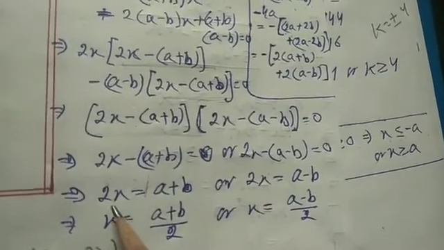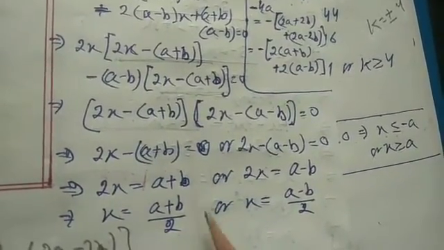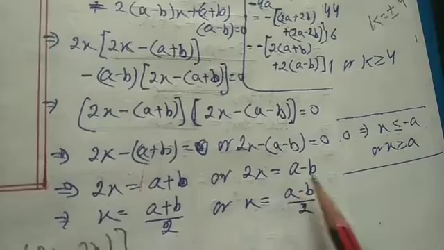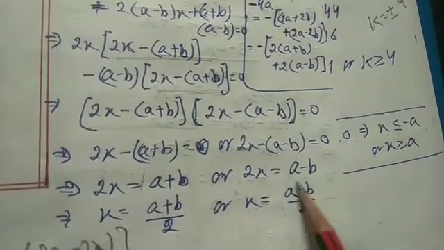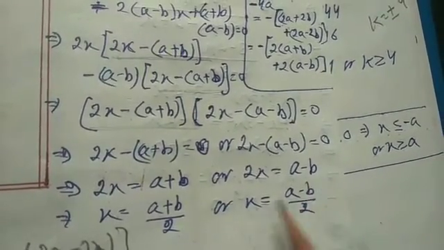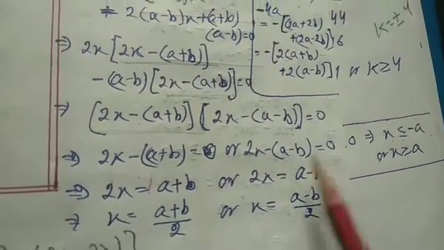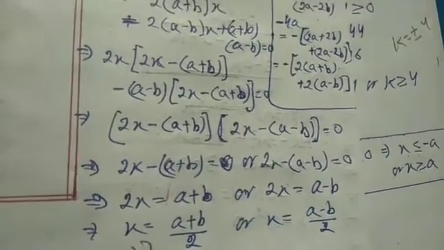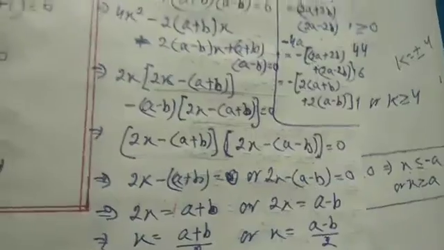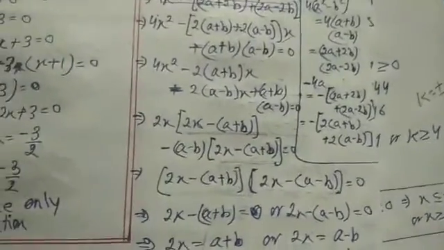On solving this, we will get 2x is equal to a plus b, or x equals a plus b upon 2. Here 2x is equal to, yes, this minus will come plus, so a minus b, then x is equal to a minus b over 2. So these are the two roots of this equation. This is done by the method of factorization.